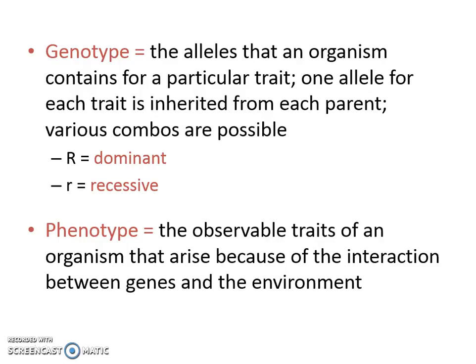A phenotype is the observable or physical traits of an organism that arise because of the interaction of genes. So for example, depending on which alleles you inherit, you'll have certain physical traits that are going to be expressed. Okay, so you'll have brown hair, or you'll have blue eyes, or you'll be tall, or you'll be short, and stuff like that.